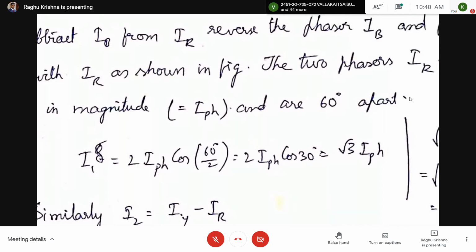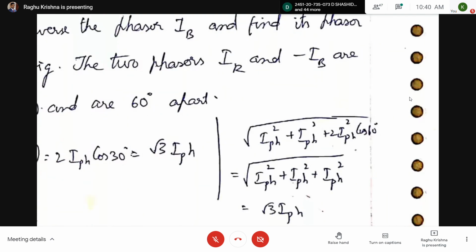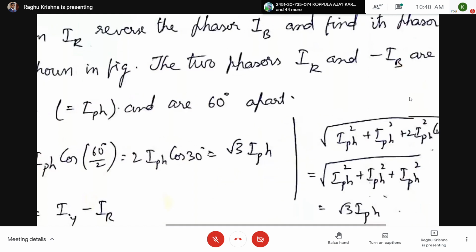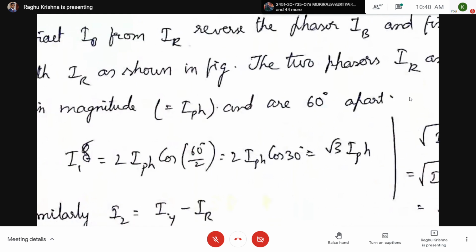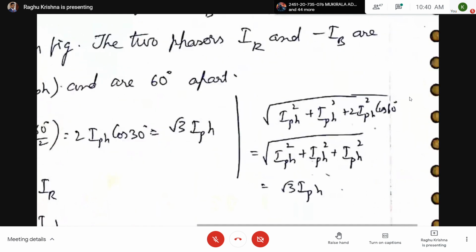You can also calculate the magnitude in another way: under root of I phase square plus I phase square plus 2 I phase square cos 60 degrees. The first one may be the new one, and the second one is the old method you have already done in physics. We have learned in physics vectors how to calculate the magnitude when two vectors are added.